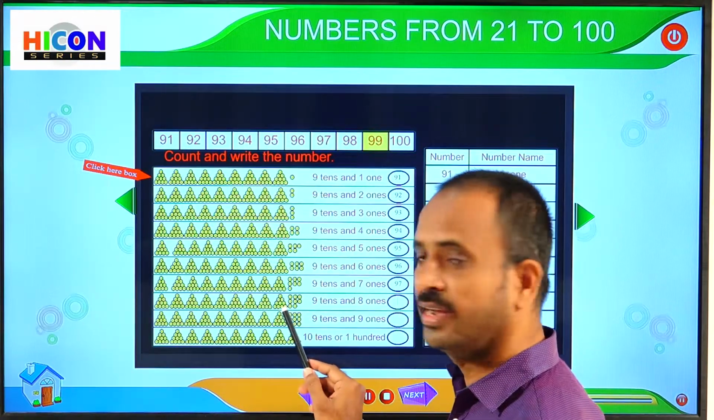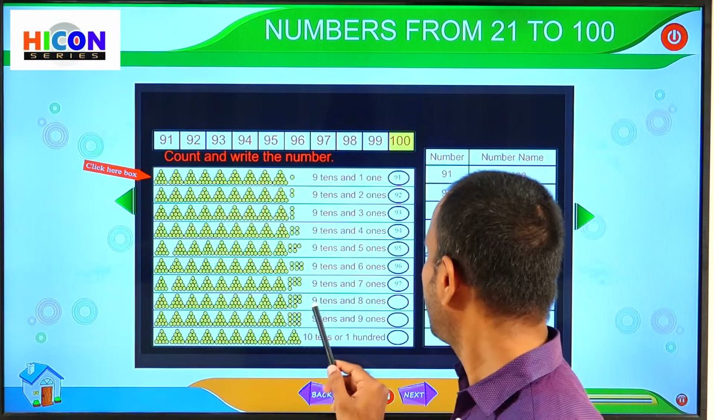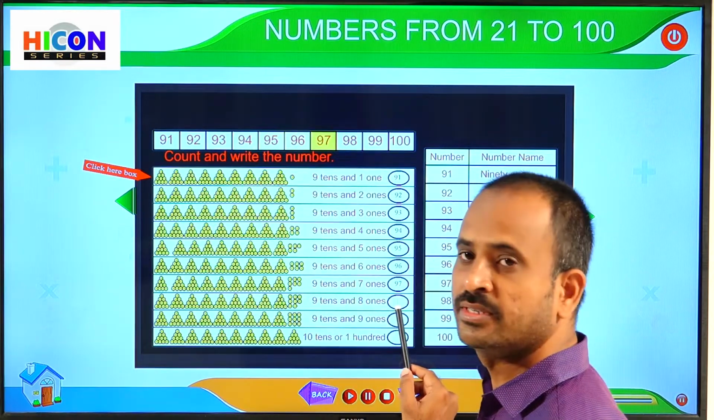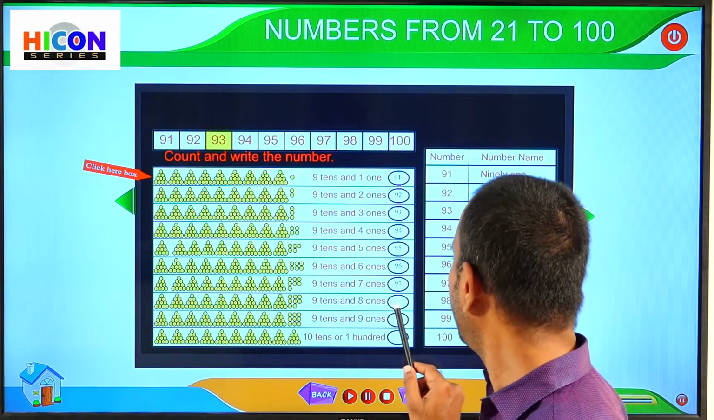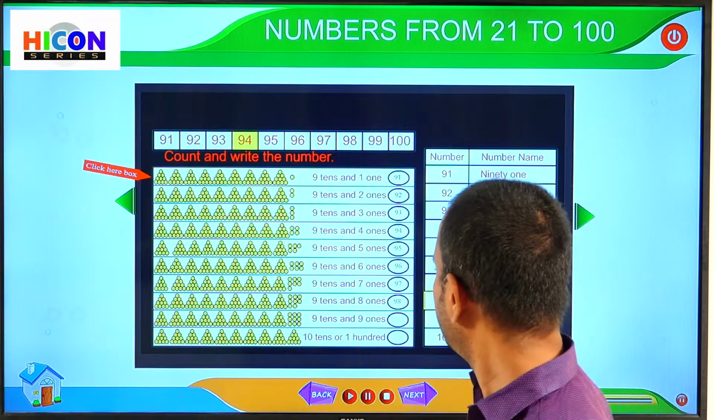Here also there are 9 tens. And how many ones? 8 ones are there. 9 tens and 8 ones. The number will be 9, 8. That is 98. See the next one.